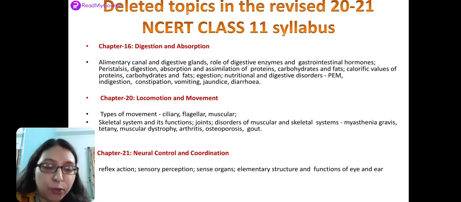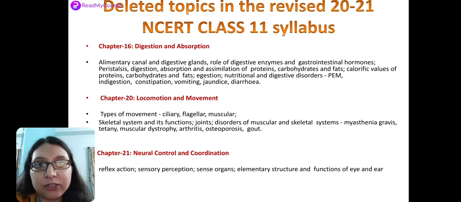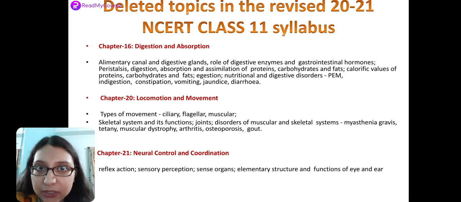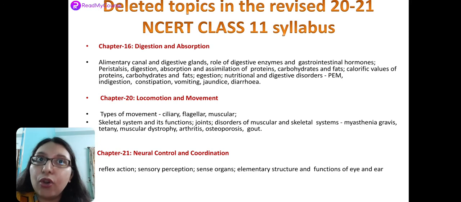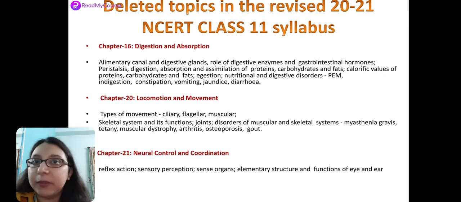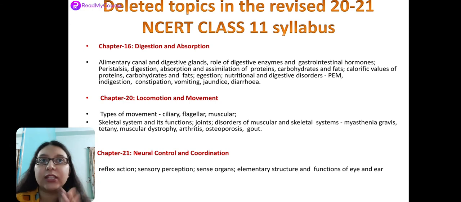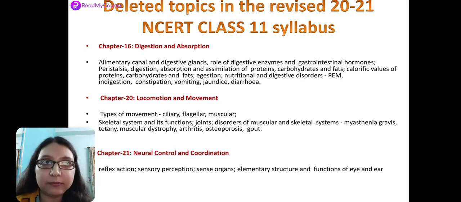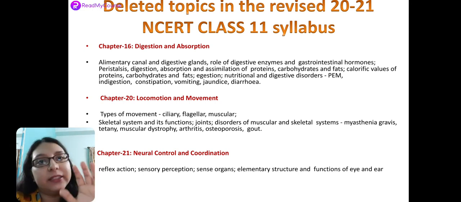Now I will tell you one thing: though these chapters have been removed from the NCERT syllabus, the CBSE syllabus you can say, they are still very important from the aspect of medical entrance examinations, competitive examinations. So we will study them, though they have been deleted, because ultimately questions are going to arise from them in NEET, AIIMS, all these exams. So there is no point in removing them from our discussions. We will go into details, but just for your knowledge, know that certain topics have been removed and these are the topics.